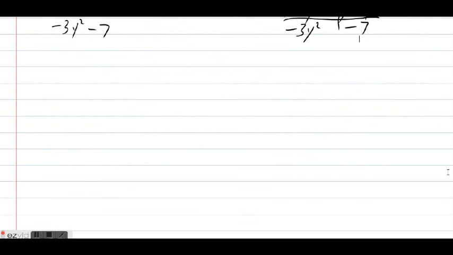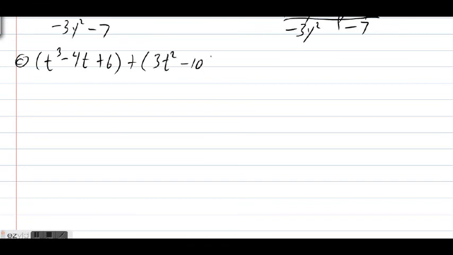Last one. And I want you to give it a try. So when I'm done writing it, hit pause. You give it a try. t to the third minus 4t plus 6, close the parenthesis, plus 3t squared minus 10t minus 5. You hit pause, try it, and then when you've got it, I'm going to have the answer written for you. So go ahead, hit pause, you try.